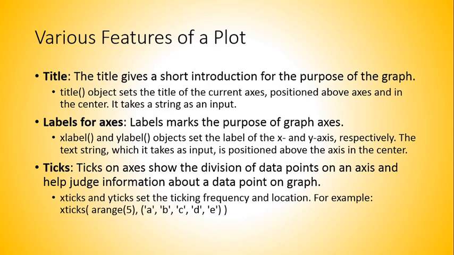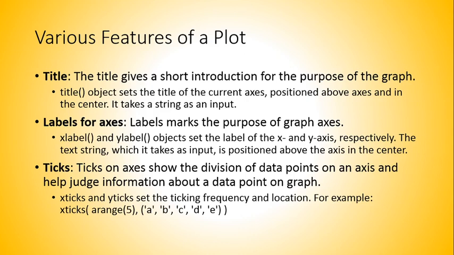The next thing is labels for axis. Labels mark the purpose of the graph axis. xlabel and ylabel are the two functions that are used. The objects set the label of the X and Y axis respectively. By default, the text string used as input is positioned above the axis in the center.